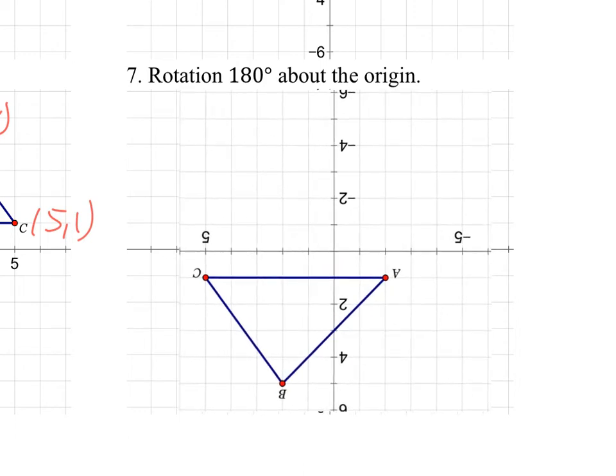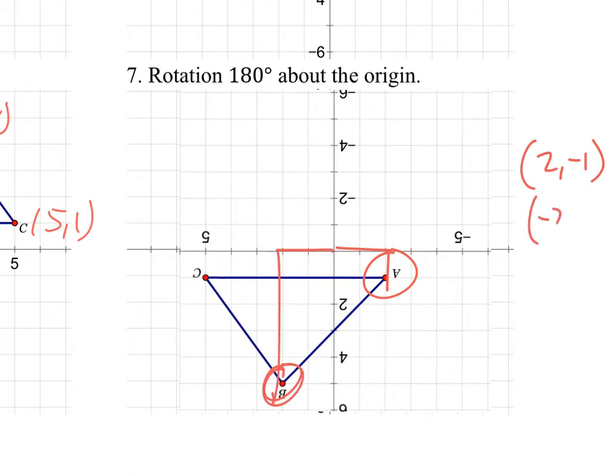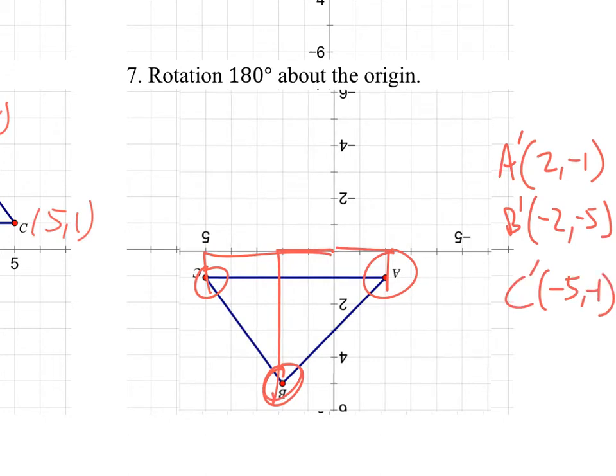Now, ignore those coordinates for a moment. And what I'm going to do is write down what it looks like. Well, this point is 2 to the right and down 1. And so that's at 2, -1. This one is 2 to the left and down 5. That's -2, -5 for B prime. And this is A prime. This C is 5 to the left and down 1. That's -5, -1.